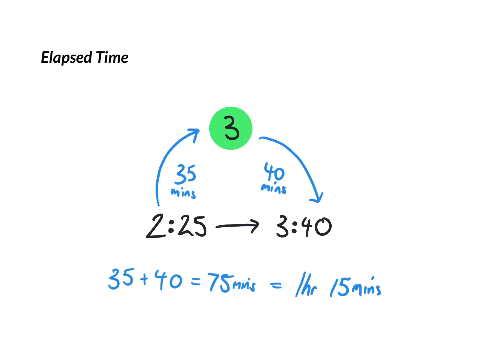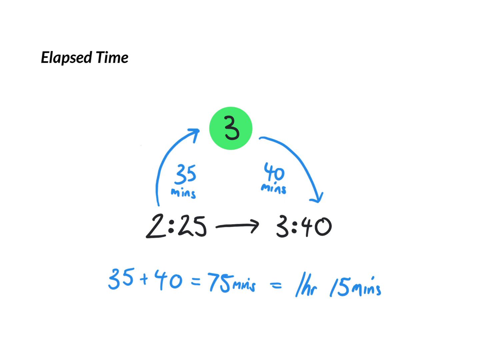The first thing I think of is, what's my benchmark? Okay, my benchmark is 3 o'clock. From 2:25 to 3 o'clock is 35 minutes. From 3 o'clock to 3:40 is 40 minutes. So I know it is 75 minutes, or an hour and 15 minutes, from 2:25 to 3:40.